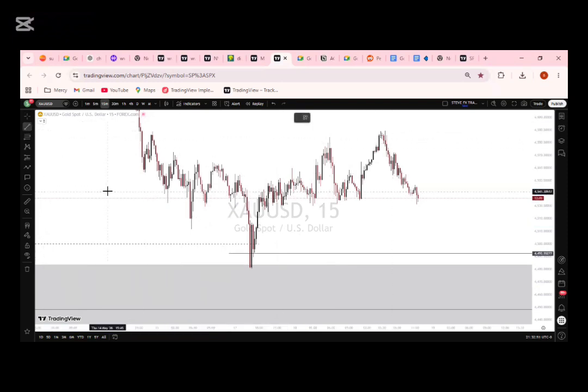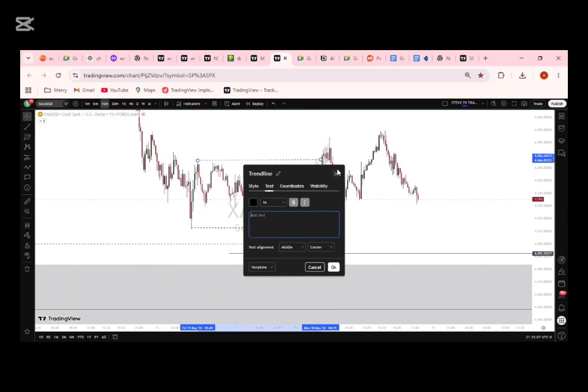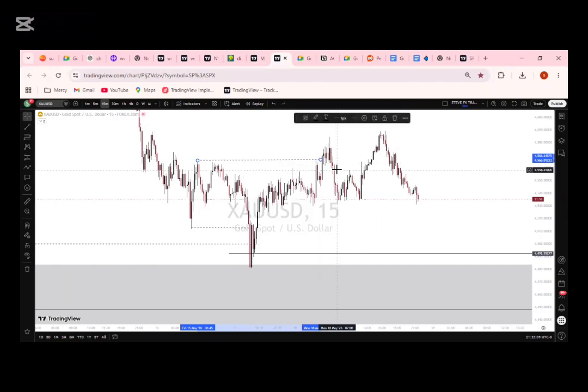We had a break of structure from here, and then we saw market breaking this particular high. So this becomes our market structure shift. A shift in market structure is a first sign that the direction of the market might be changing.